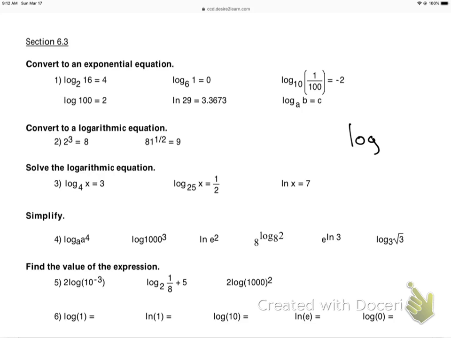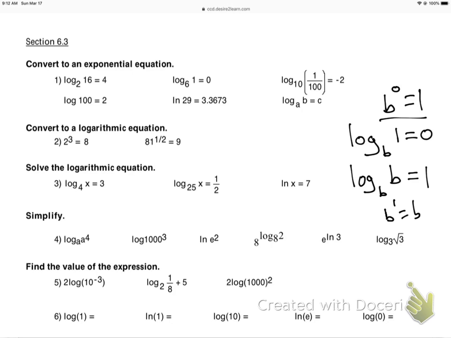The log to any base of 1 is always going to be 0, because anything to the power 0 is 1 if I change it back to the exponential. So the log of b, to base b, is always going to be 1. Again, think about it, because anything to the power 1 is itself if I change it to the exponential form. Let me just erase some of this. I'm trying to keep the rules in one place.